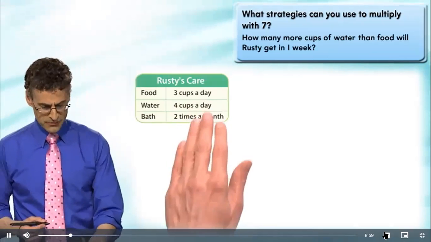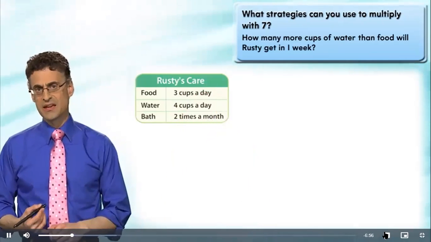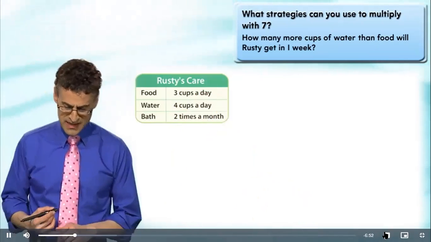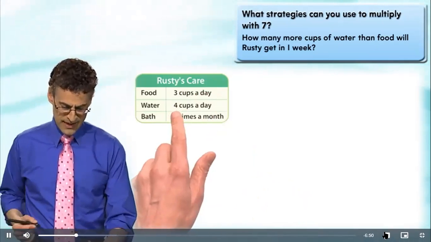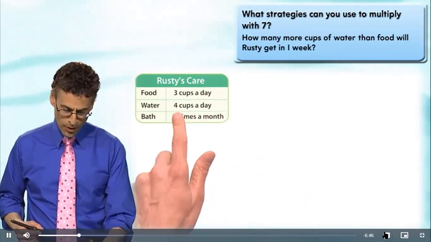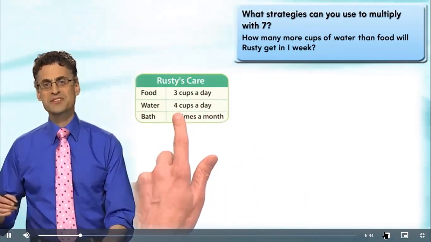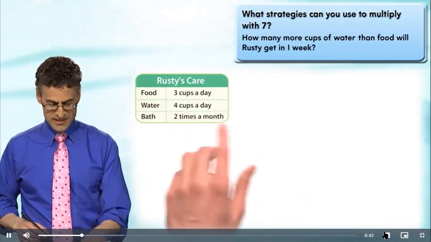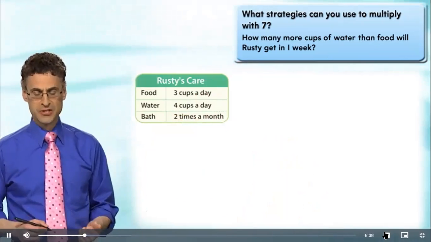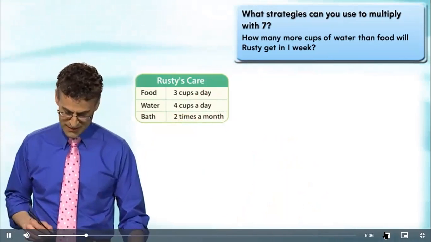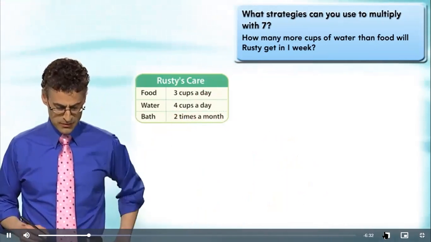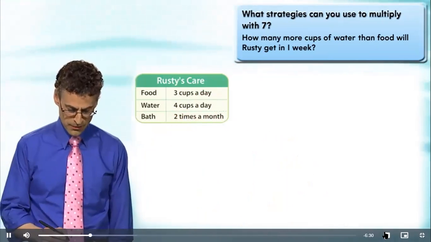Now, each of these represents a per day amount, and we know there are 7 days in a week. So what does that mean? It means that it's not just a matter of looking at 4 cups of water. We have 4 per day and we have 7 days. So we have 7 times this, which is going to be a multiplication. I'm going to write that as 4 times 7, because for every one of the 7 days, we're going to require 4 cups of water.